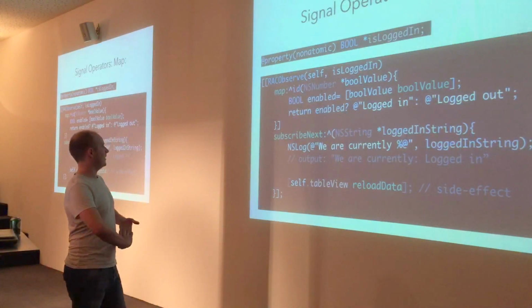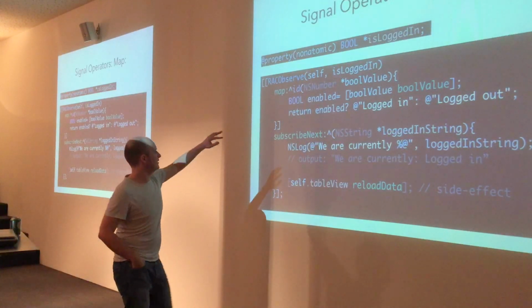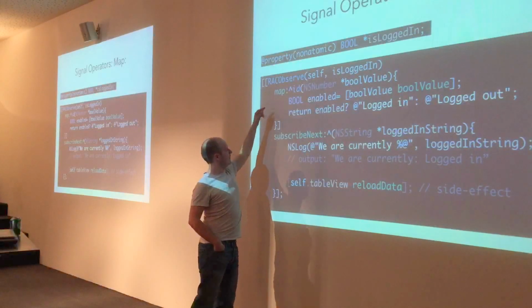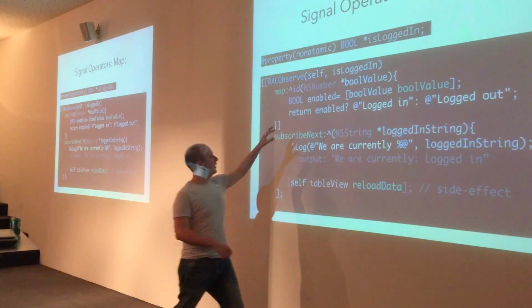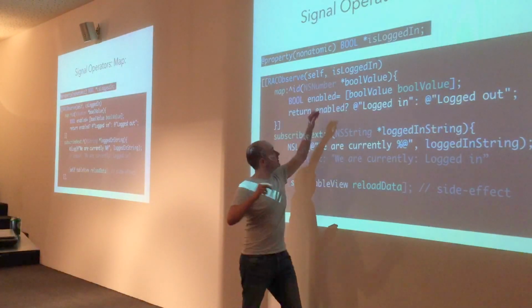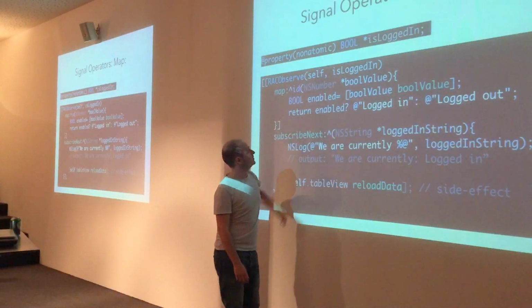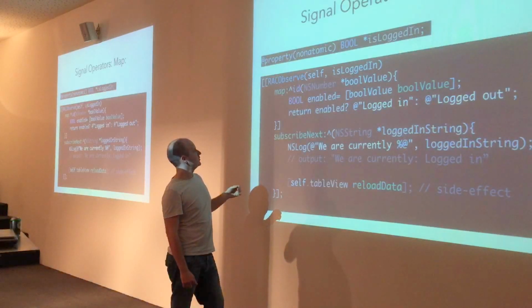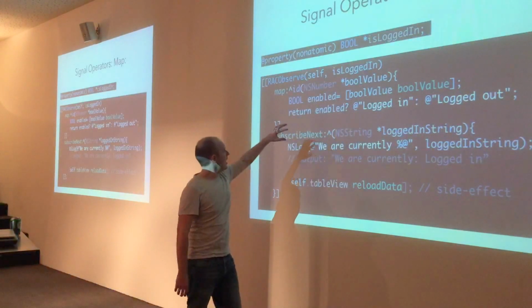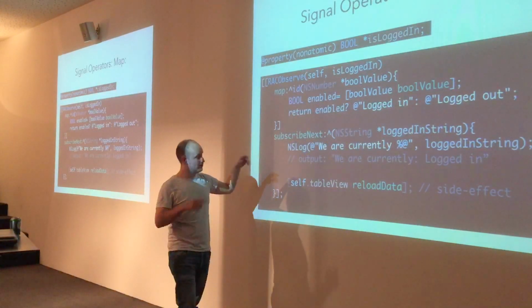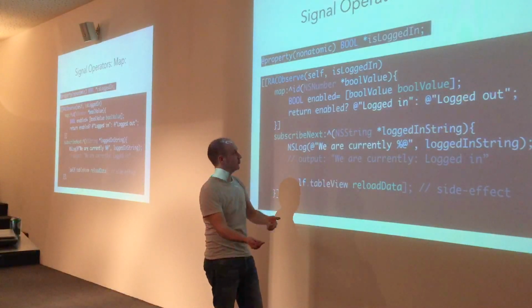Say we have a Boolean property called isLoggedIn. We can create a signal from it, and then before we subscribe to it, we can add a map operator, and there's automatic mapping between primitive values and objects here. So what we do is we have a Boolean coming through, and what we transform it to is a string. So it goes in as a Boolean, comes out as a string.